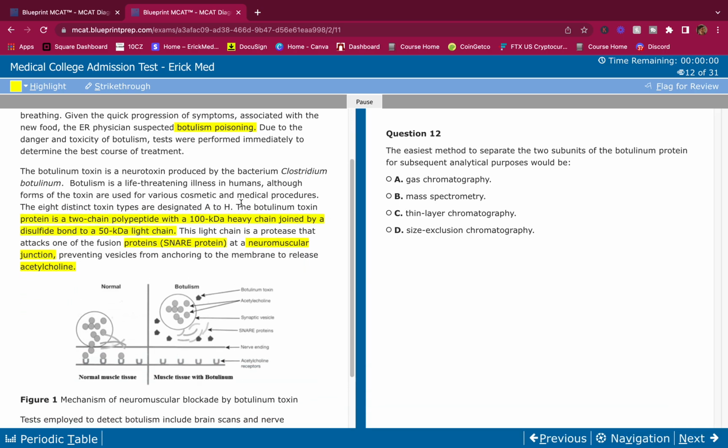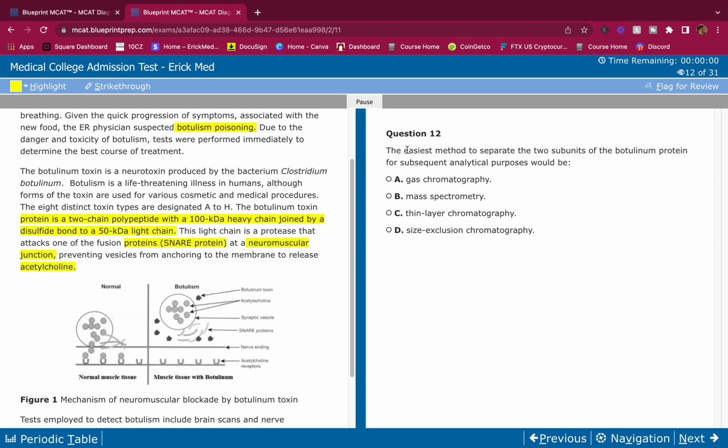Well, what's going on is that we have a protein, and it has a heavy chain joined to a light chain by a disulfide bond. Heavy, light. Those are the units, the subunits of the protein. Would we use gas chromatography to separate these? No, we would not.